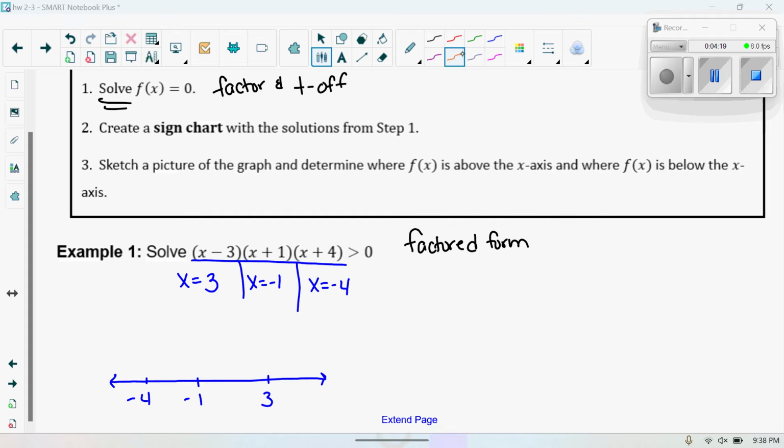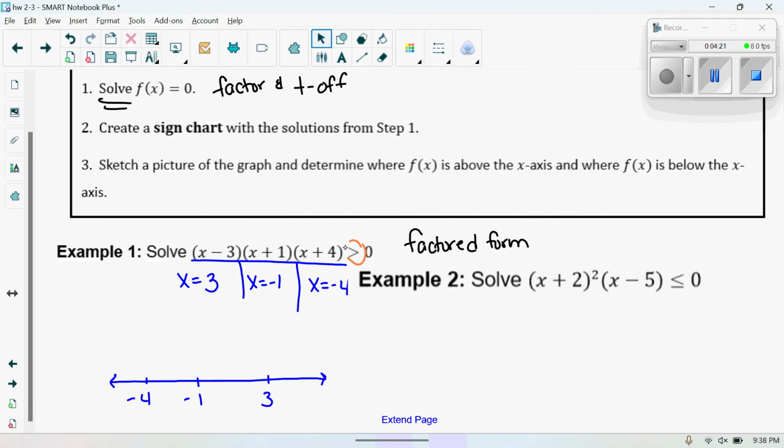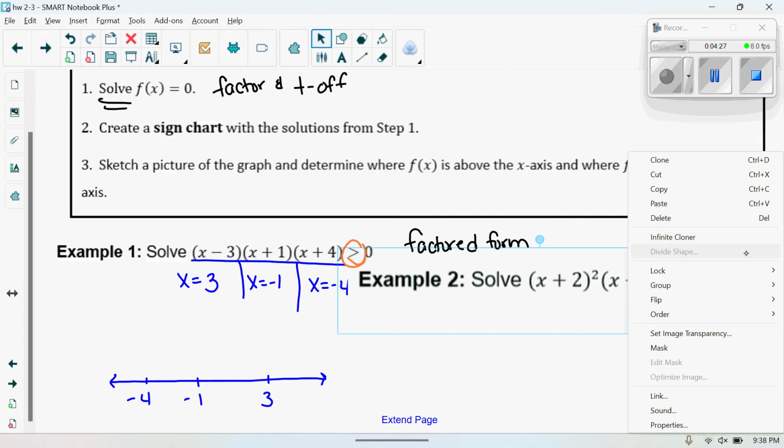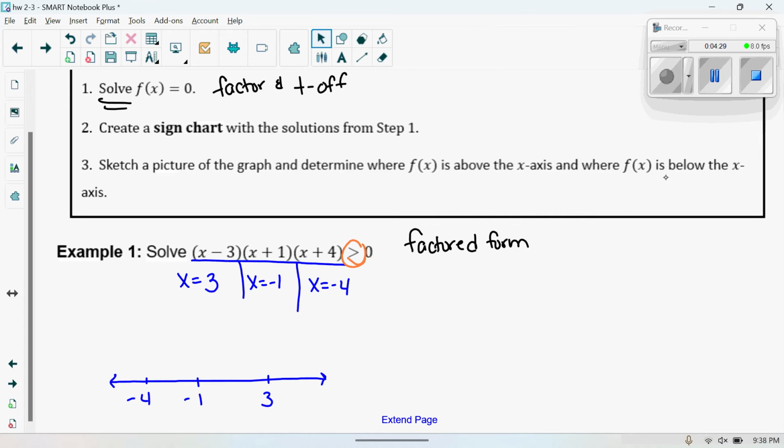I have a greater than symbol, so that means I am going to have open circles. So open circle, open circle, open circle.